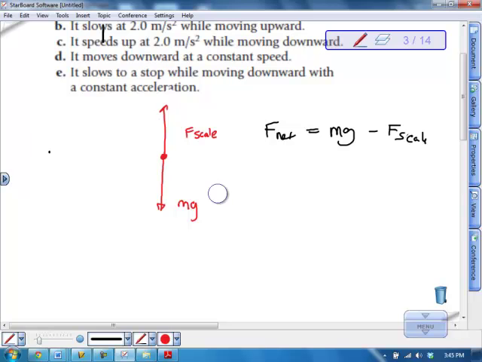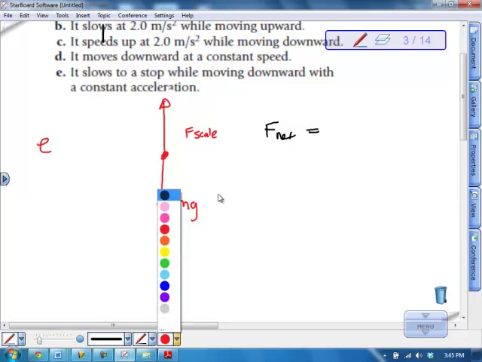All right, part E, it slows to a stop when moving downwards with a constant acceleration. So it's moving downwards, but it's slowing to a stop. Well, if that's the case, then the force in the scale is bigger than the weight, so that the net force is going to be the force in the scale, the bigger one, minus the smaller one.